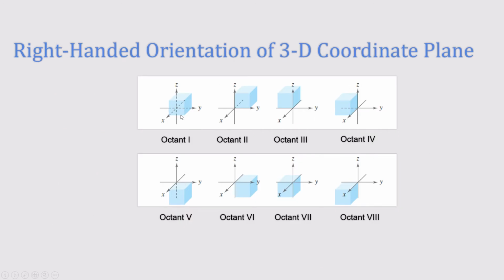So in octant 1, all 3 of your coordinates are positive, x, y, and z. In octant 2, your x is negative, but your y and z are positive. The axes are labeled in the direction that's positive. In octant 3, our x is negative, our y is negative, but our z is positive, and so on. It's not super important that you know this. We're not going to ask you to label which octant a point is in, but know that we can use this to better describe points within three-dimensional space.